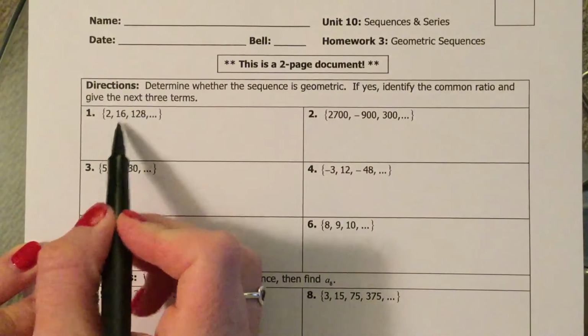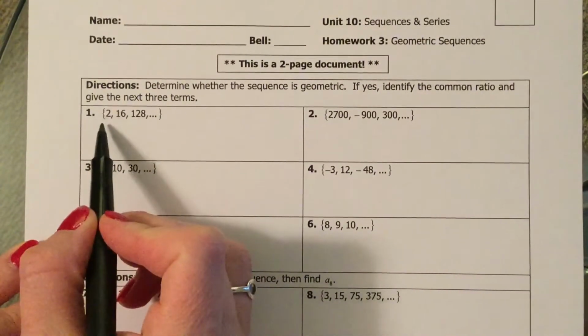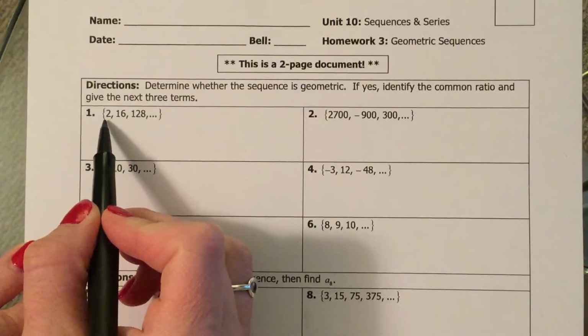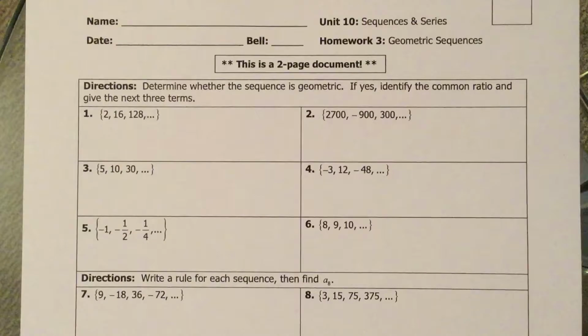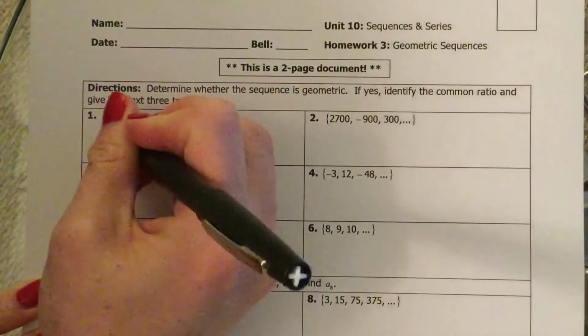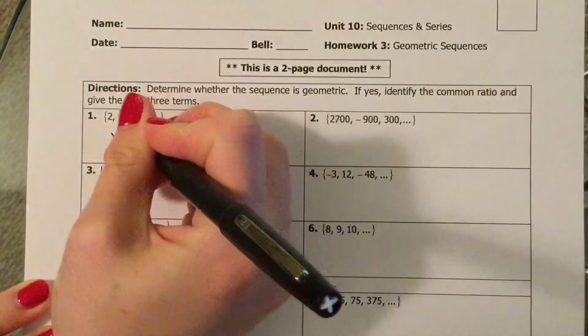So this one, you want to divide the one on the right by the one on the left. So 16 divided by 2 is 8. 128, we'll type that in. 128 divided by 16 is also 8. So that means that yes, it is geometric. And then we can use that to give the next 3 terms.